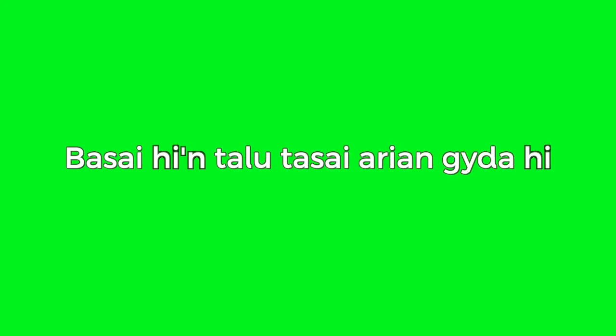The final four sentences on page 32 are he, she, we, and they sentences. Note the tasai always stays the same, and again we change the person at the end. Basa fe'n coginio, tase amser gyda fe. He would cook if he had time. Basa hi'n talu, tase arian gyda hi. She would pay if she had money.